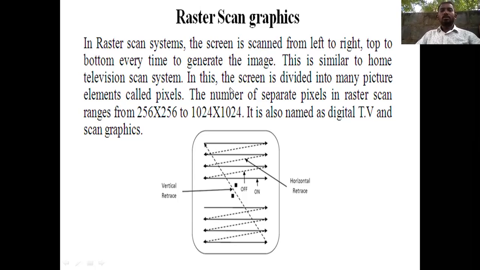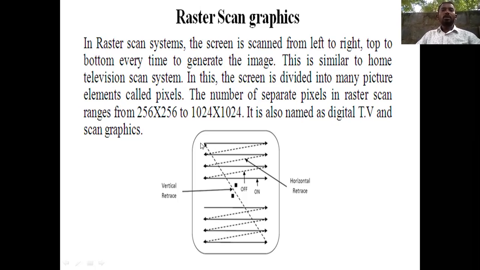In these systems, the screen is divided into many picture elements called pixels. The number of separate pixels in a raster scan ranges from 256 by 256 to 1024 by 1024. It is also named digital TV scan graphics. This is called raster scan graphics.